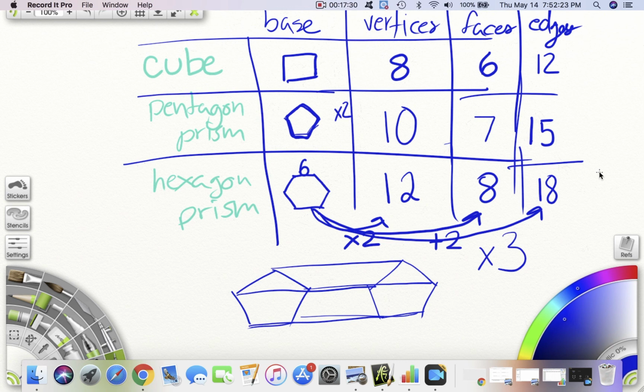So that's what you're going to have for the long weekend, is basically a chart where you're filling in the numbers. And that is basically going to be it.